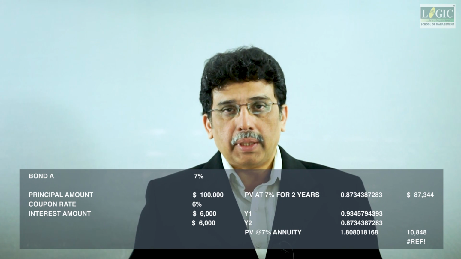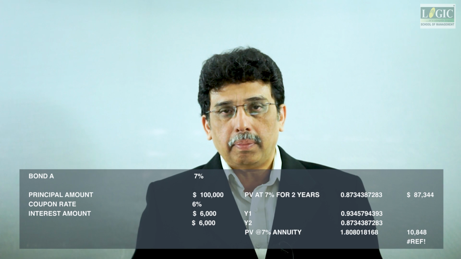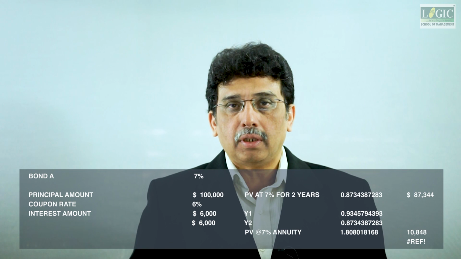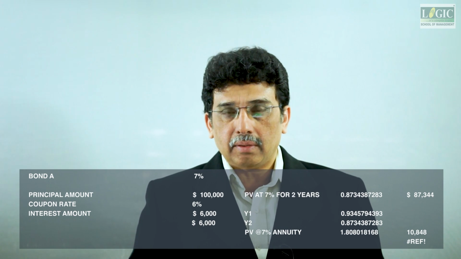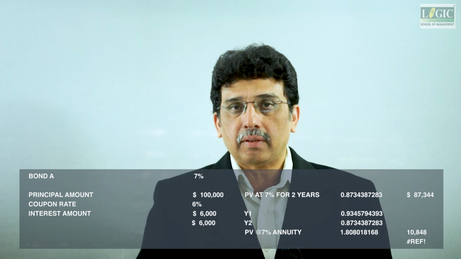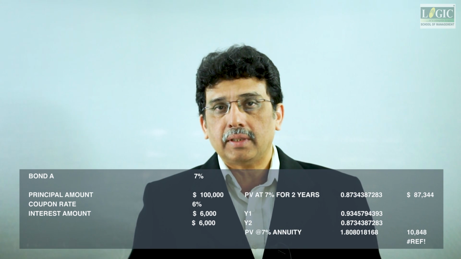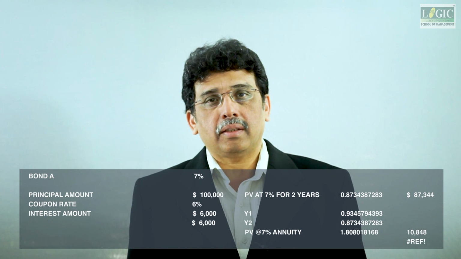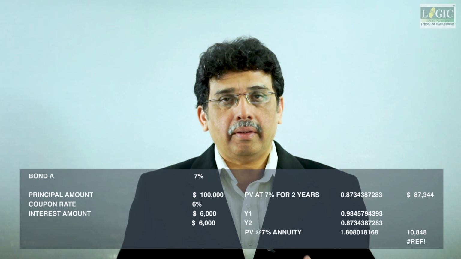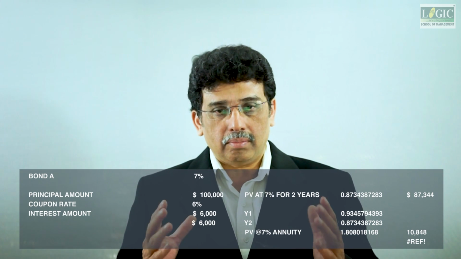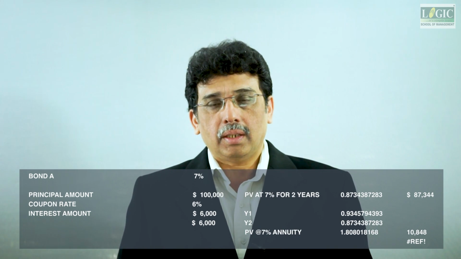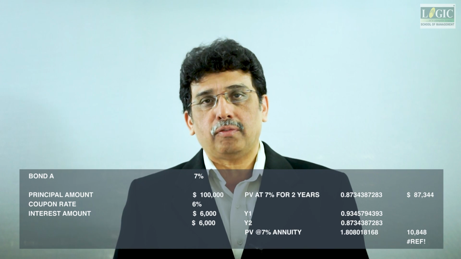The present value of a dollar at 7%, discounted for 2 years, will give you a discounting factor of 0.873. Now the present value factor of 0.873 multiplied by $100,000, the face value of the bond, would give us the present value in US dollars, which is 87,344.